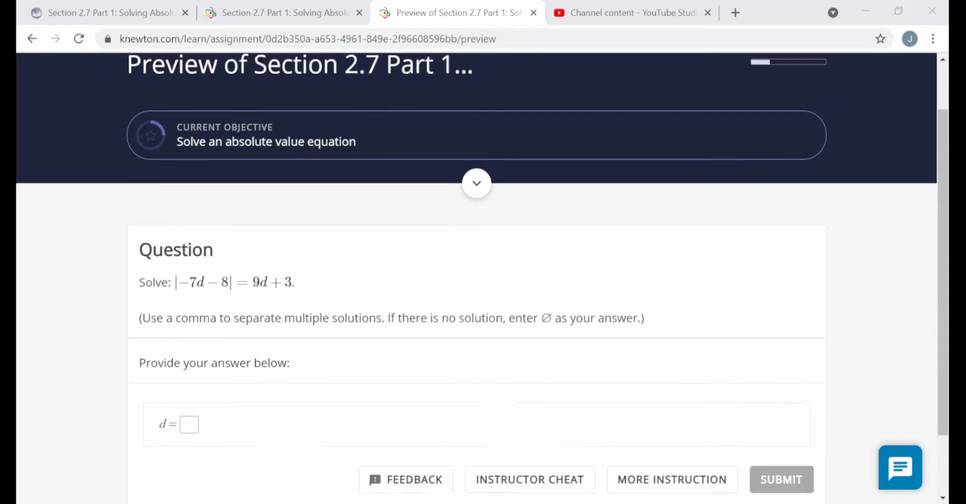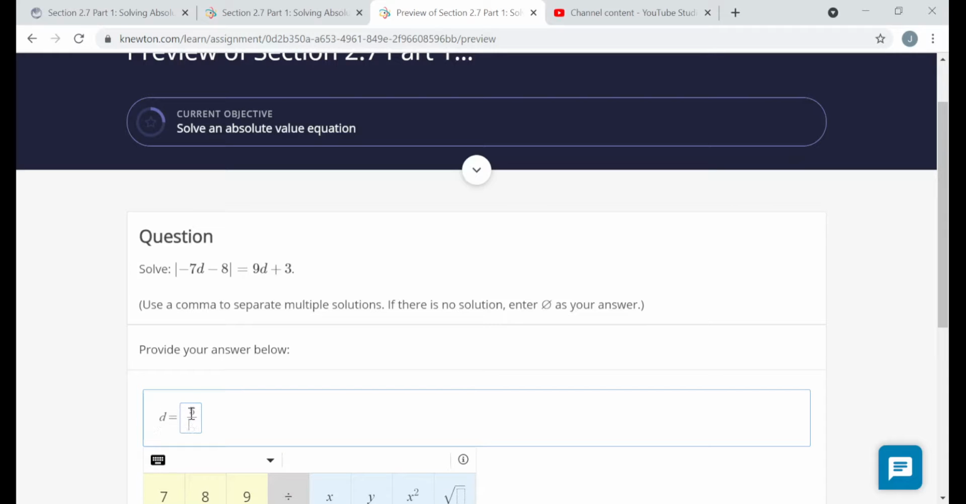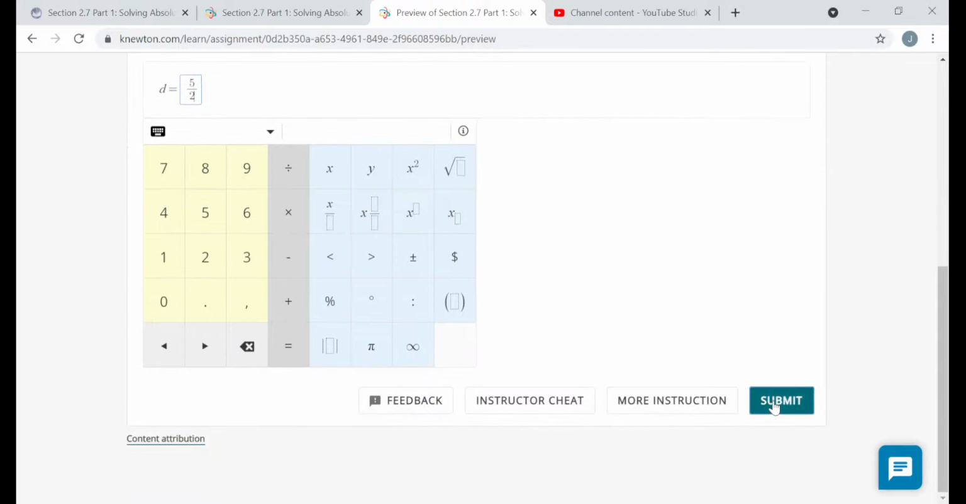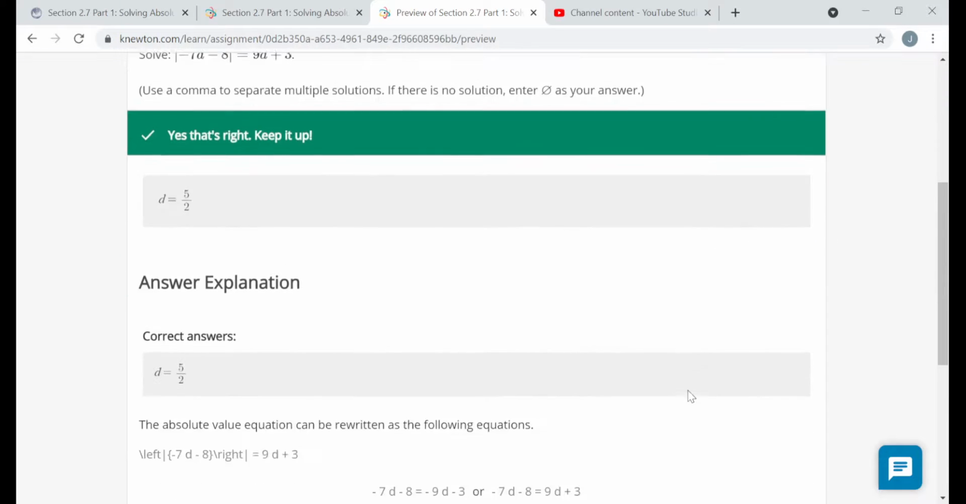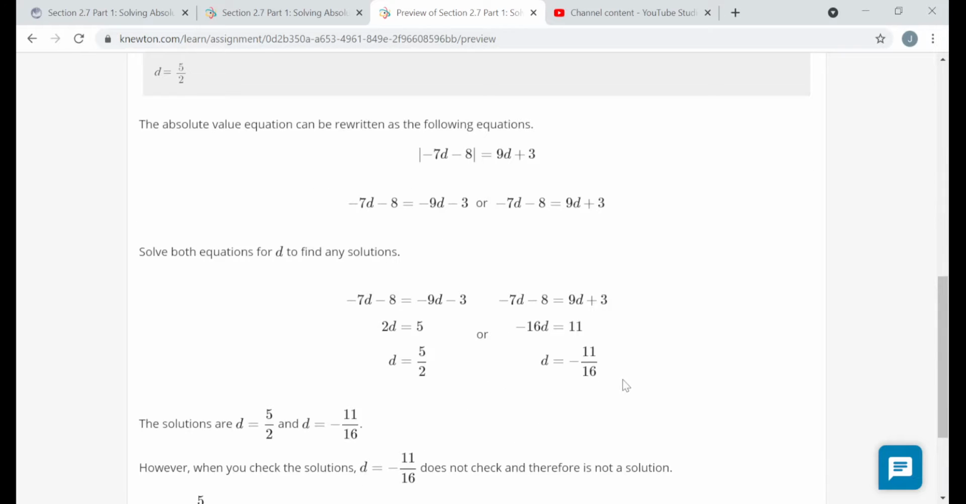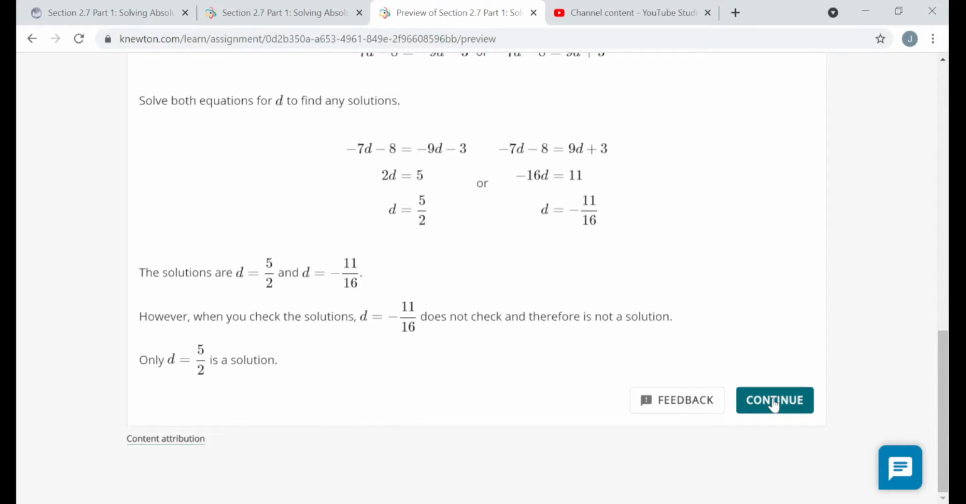So what I'm entering here is just simply 5/2, right? The only one of those that worked. 5/2. And submit. Wonderful. Again, go through the answer explanations. See, they do the same thing. See, negative 11/16 does not check, doesn't work, as we showed earlier. All right, moving on. Next question.